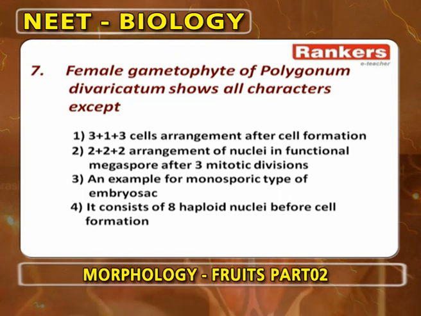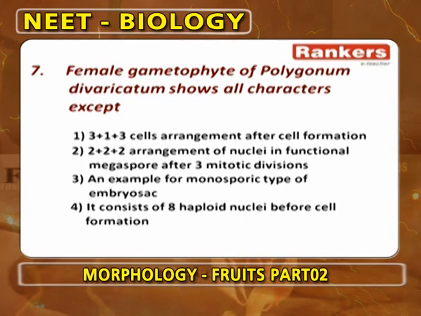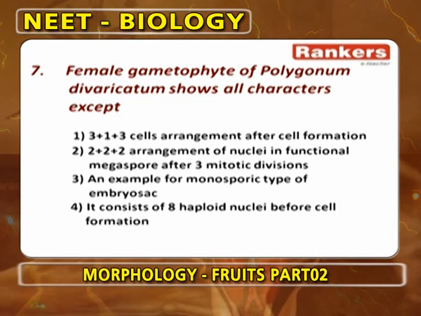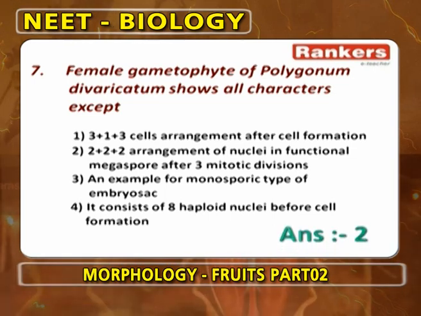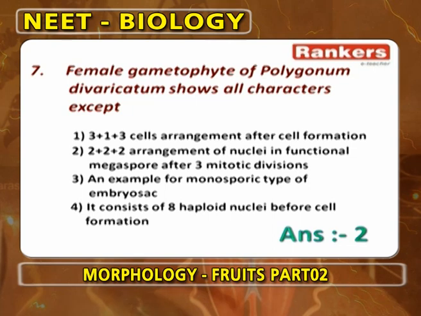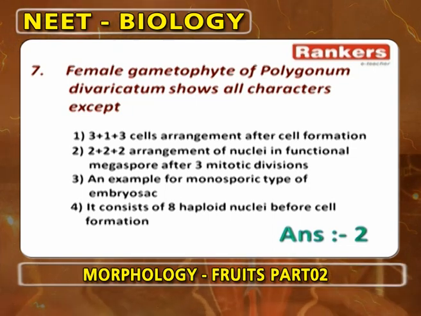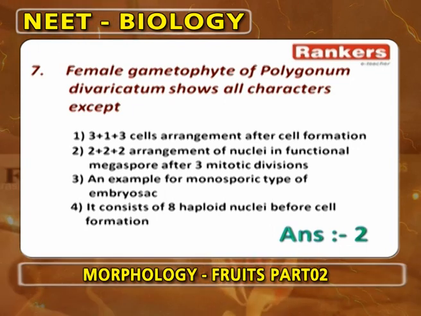Female gametophyte in Polygonum divaricatum shows all the characters except: 3+1+3 cell arrangement after cell formation. Keyword: 2+2+2 arrangement of nuclei of functional megaspore after 3 mitotic divisions. An example of monosporic type of embryo sac. It consists of 8 haploid nuclei before cell formation.